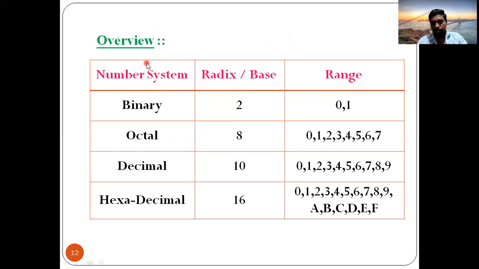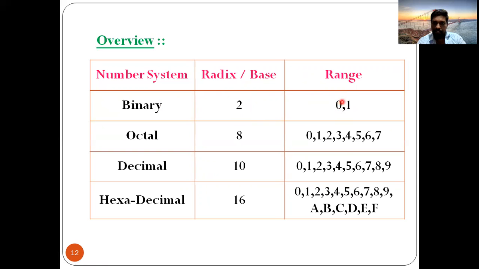So if you have a small overview on these, for a binary number system, what is the base value? 2. Okay. You can call the base also radix. Both are the same. Radix value or base value, both are the same. How can you define the radix value? You count the number of digits present in the range.